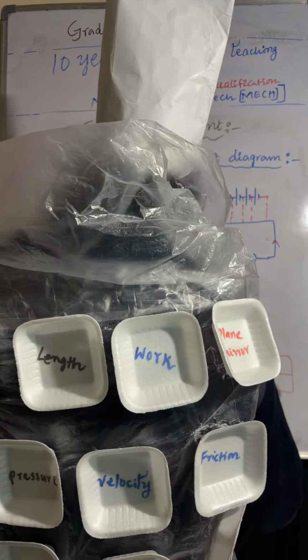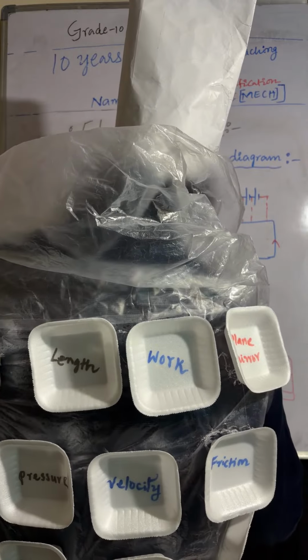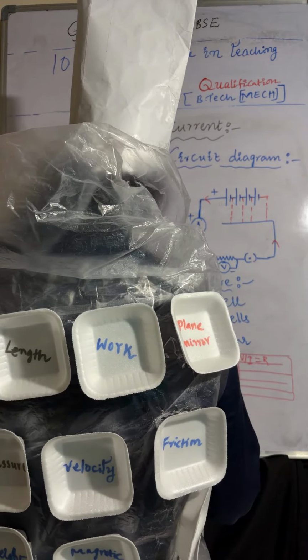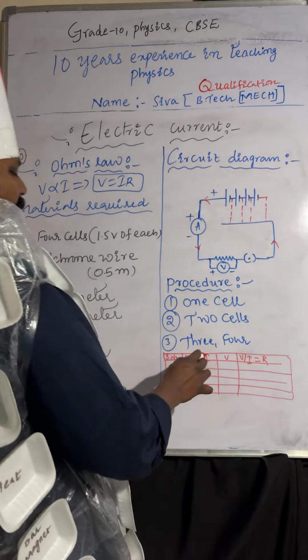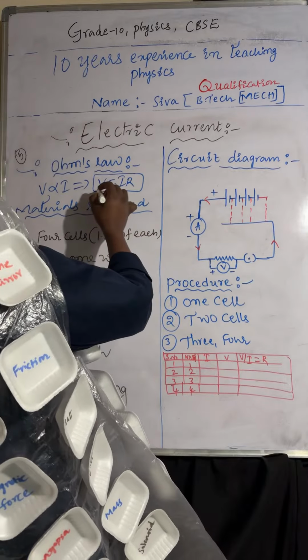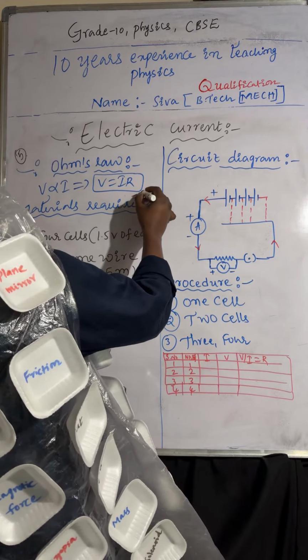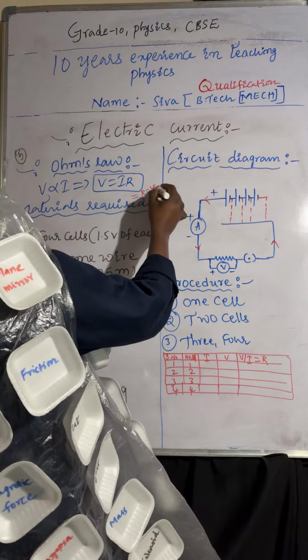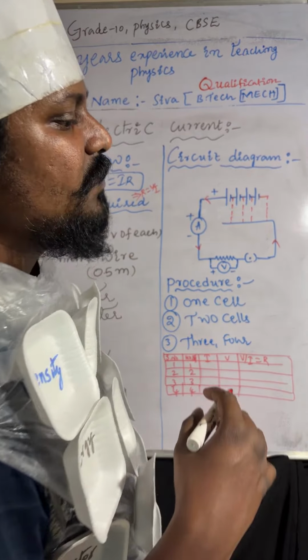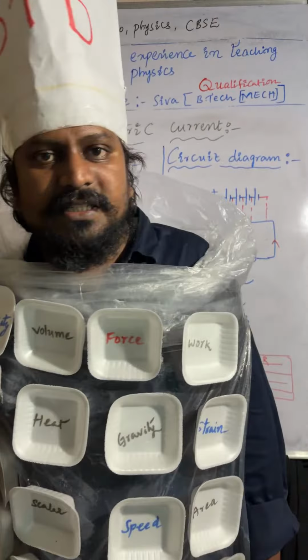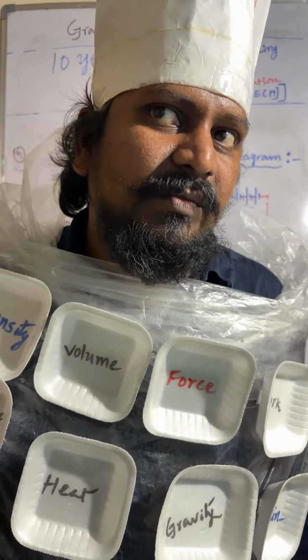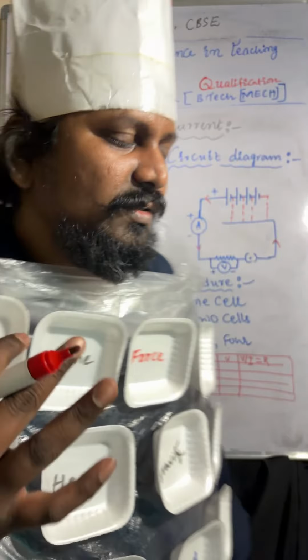How many cells do we have to take? We have to do experiments for 4 cells. So 4 rows you have to mention here, 1, 2, 3, 4, and the number of cells 1, 2, 3, 4. Ammeter reading is current, voltmeter reading is potential difference, V by I equal to R. From Ohm's law, we can take R equal to V by I. That is nothing but resistance. Ohm's law gives the definition of resistance. V equal to IR, R equal to V by I. Understood or not?